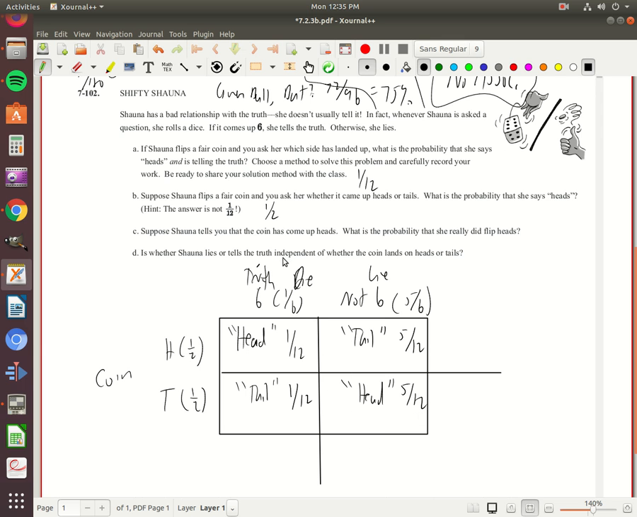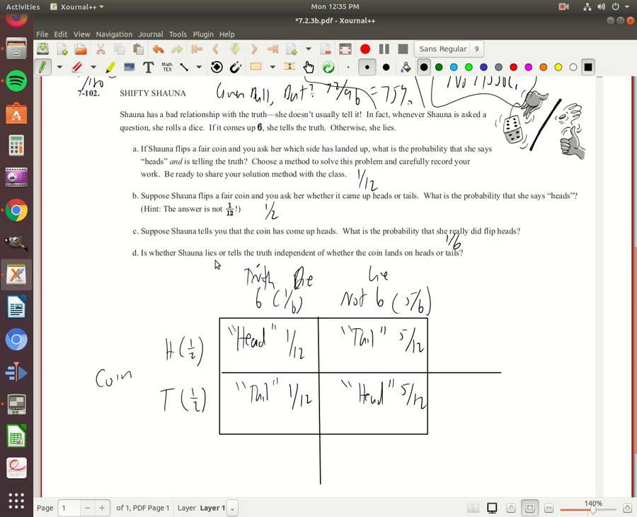but most of that time she'll be lying. Alright, suppose Shauna tells you that the coin has come up heads. What's the probability she really did flip heads? It would be 1 out of 6, right? There's 1 truthful way and 5 lying ways, 6 ways altogether. One of those 6 ways is the truth.